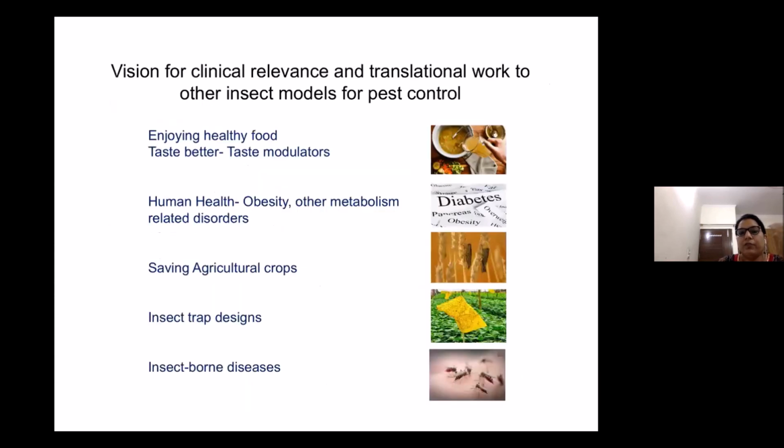So with this, what we are trying to understand in the lab, I could not tell you all the stories that are going on right now, but what we are trying to understand is to apply all the results from the fly to other model systems. In fact, we have started working on one other model system to save agricultural crops, or design insect traps, or maybe use it for mosquitoes, which generally feed on human blood for reproduction. We also want to see how the taste modulation is happening and if that could bring out some better taste modulators, and to understand metabolism and obesity or other food related disorders. So I hope that some day we will have a solution to all this.